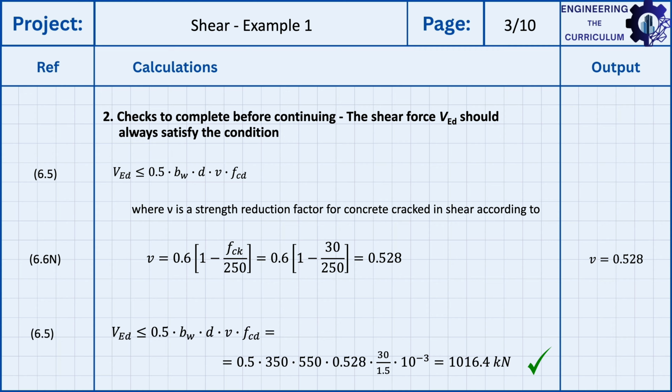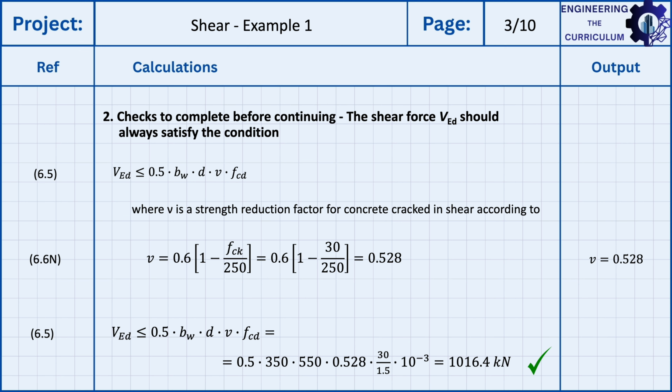And that means that we have everything to complete the equation. So VED, our 245.25, needs to be smaller or equal to 0.5 times BW, the breadth of the section, which is 350, times D, the effective depth of the section, which is 550, times nu, which we've just found at 0.528, and times FCD, which is the strength of concrete divided by the safety factor, which is 1.5 for concrete.